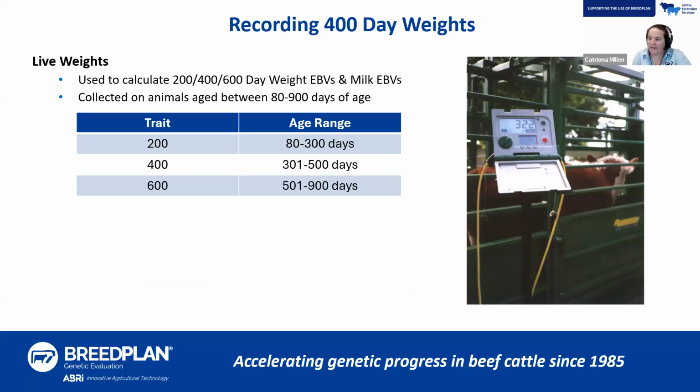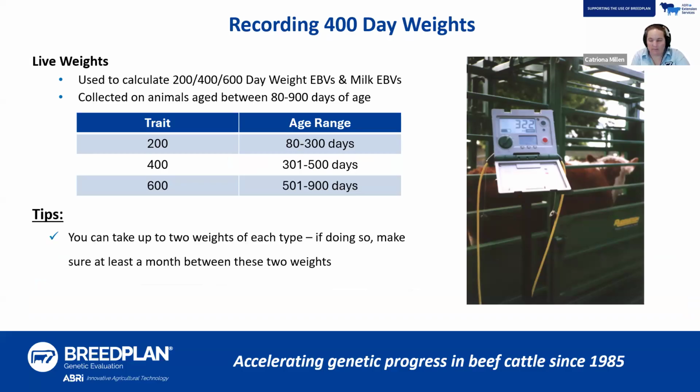So this is when we recommend taking your 400-day weights. Once again, live weights, run them over the scales and collect in kilograms. As is the case with 200-day weights, you can take up to 2 400-day weights. If you are going to do that, please make sure that there's a good period of time between those two weights.